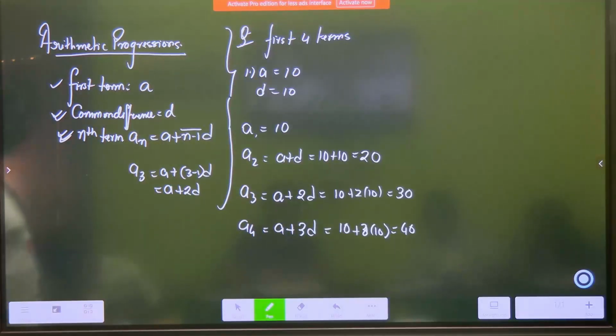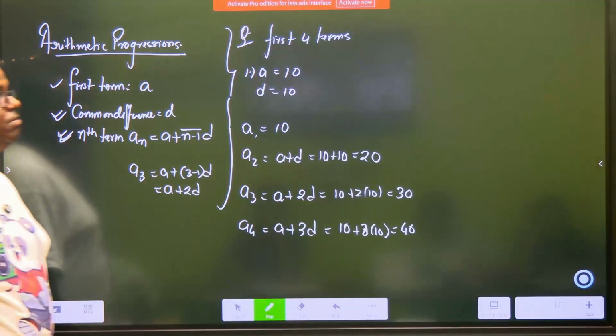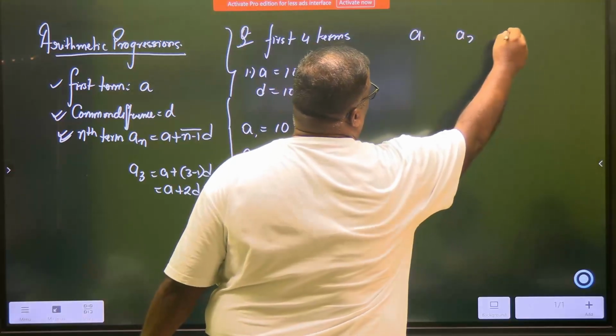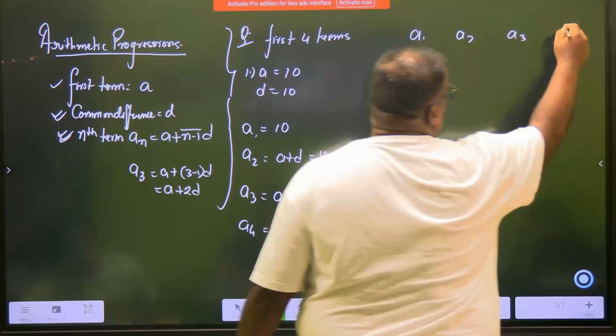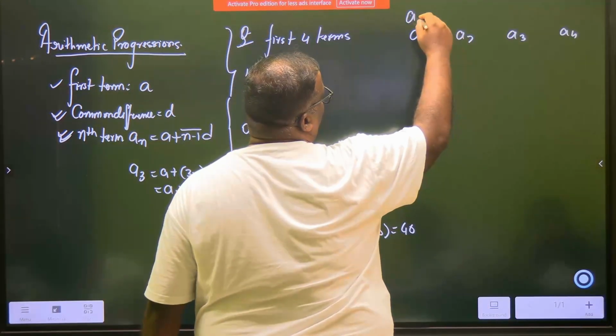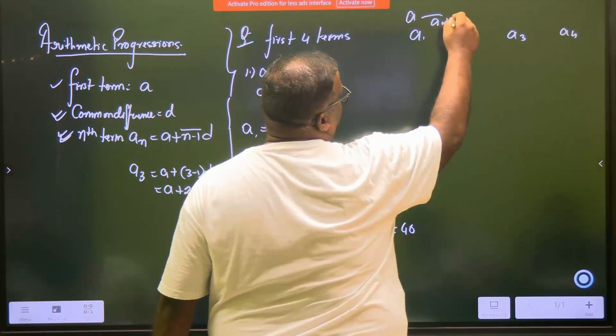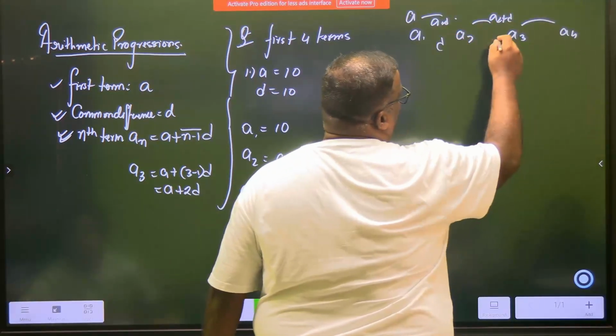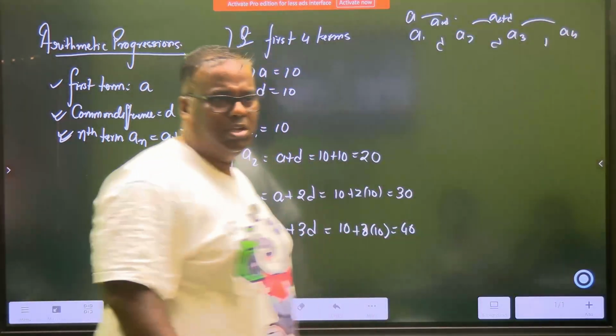Is this understood? The first term is A1, the second term is A2, the third term is A3, the fourth term is A4. The first term is always denoted as A. This will be given to you. This term is A plus D. This term is A2 plus D, A3 plus D. So D is the common difference which exists between all terms. I hope you have understood this.